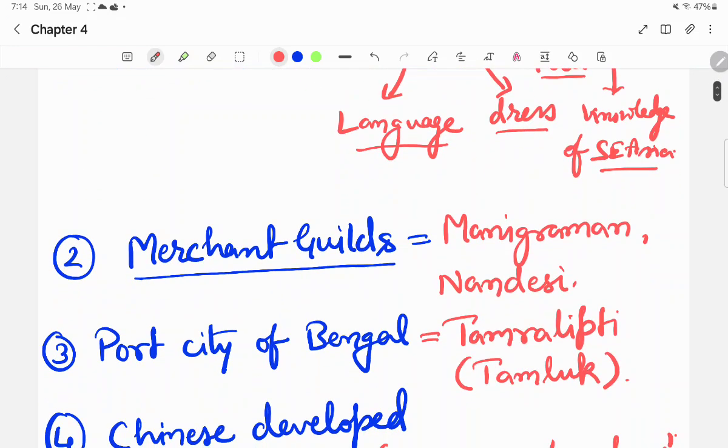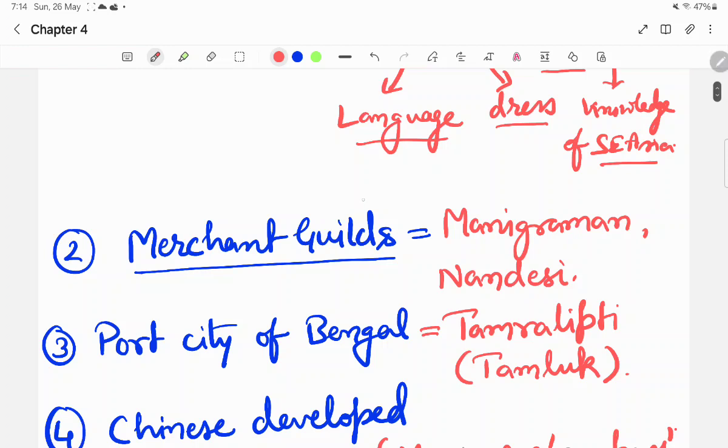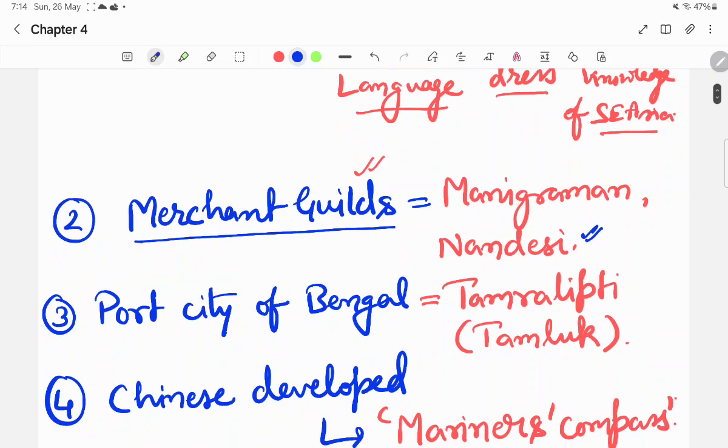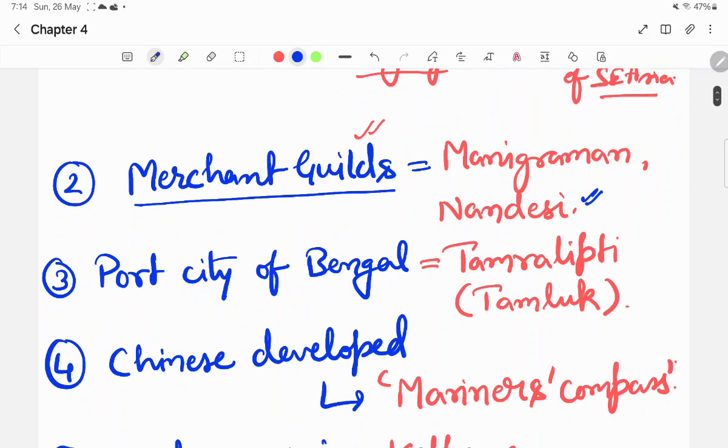So it was clear that Indians were trading with the Southeast Asian countries. So first thing was this, and then second thing was that there were merchant guilds. Guilds means that there was a group of people who were merchants and they were trading. So guilds were called Manigraman or Nandesi. These were the words used during that period and these are important for your examination. Keep it in mind. There were port cities from where trade was happening, such as in Bengal it was Tamralipti, which was later called Tamluk. So Tamralipti name should be remembered.